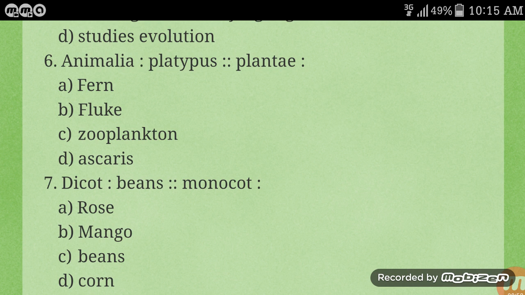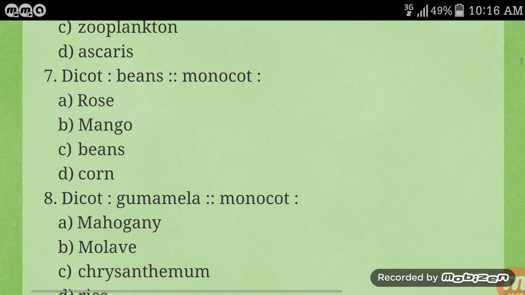Letter C. Next one, Animalia, example platypus. Plantae, an example of plantae is fern. Okay. Fluke, zooplankton, and ascaris are all organisms that belong to kingdom Animalia.